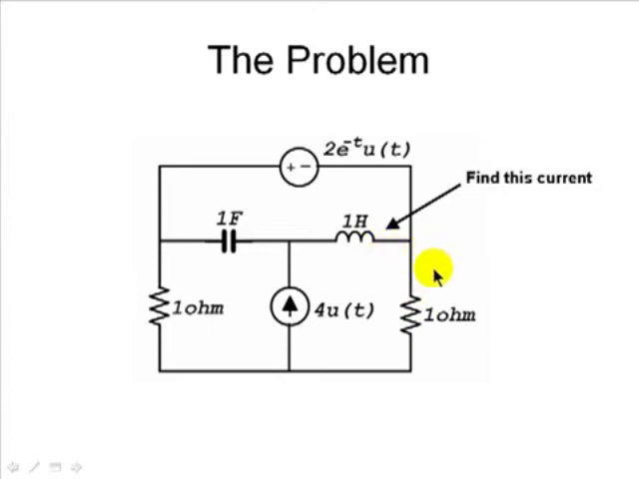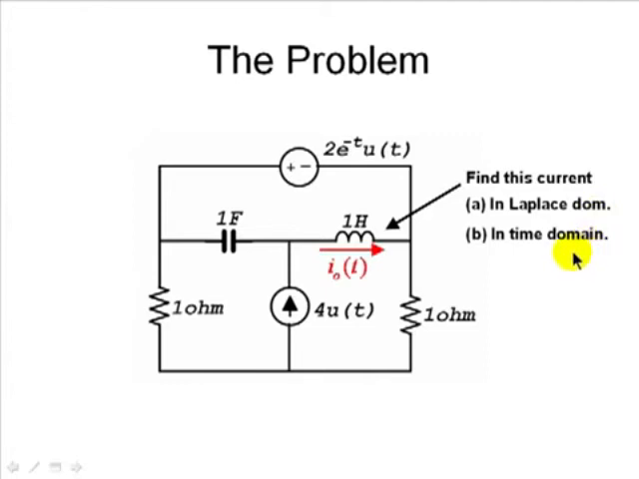What current? I don't see any current. This current. The current in the inductor flowing from left to right, I naught. Find that current first in the Laplace domain, that's part A of the question, and then once you have that, find that current in the time domain. And once you have I naught(t), then plot it. And also at t equals 1 second, find the value of that current.